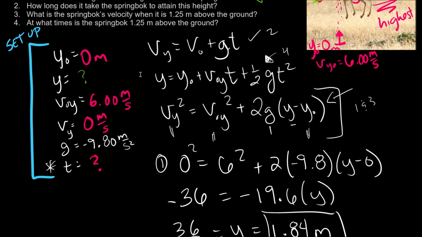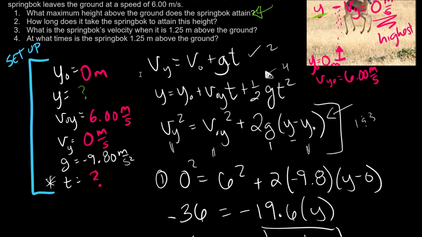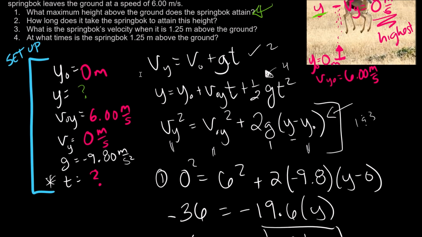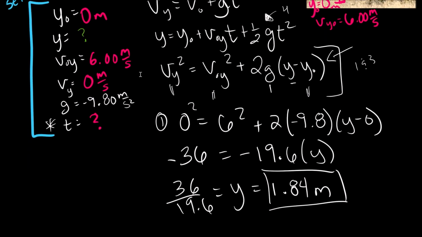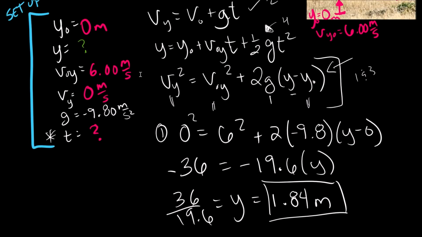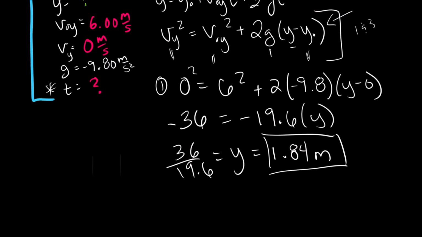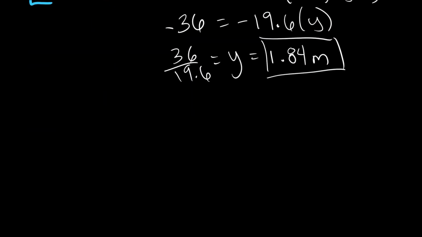Okay, moving on to the next part. How long does it take the springbok to attain this height? Now we have to plug our numbers into this first equation we wrote down up here. We're just going to plug in that time and the other things we know. So let's write it down here. Vy equals v naught y plus gt.